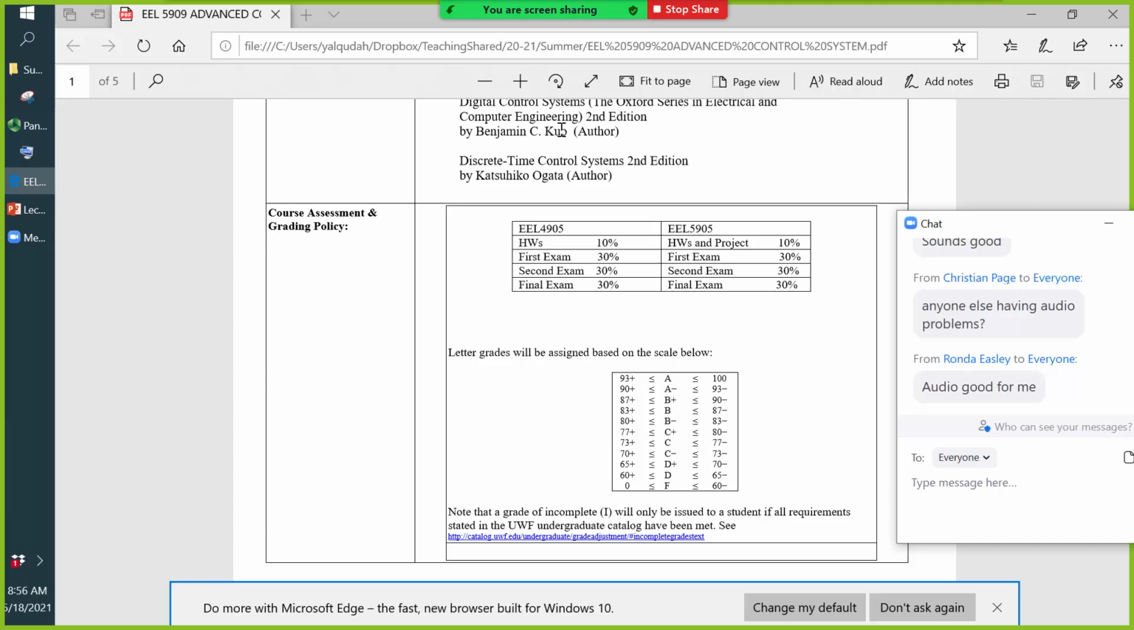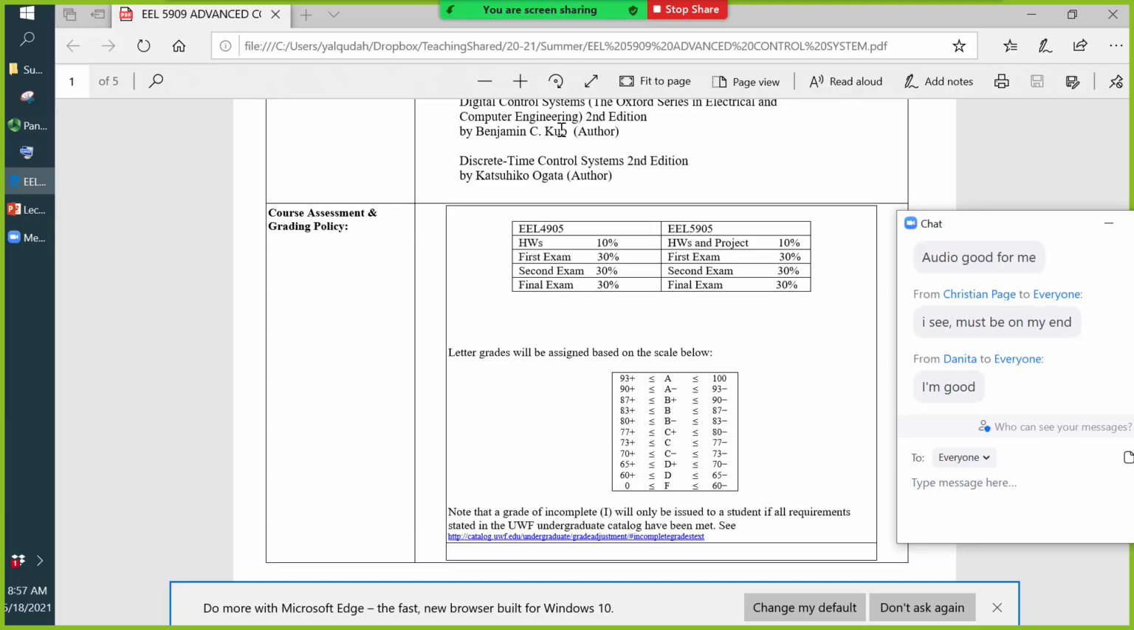You see, that's also the problem with the synchronous method. If I'm having an audio or internet issue, it becomes more stressful than it should be. Okay. Sounds good?